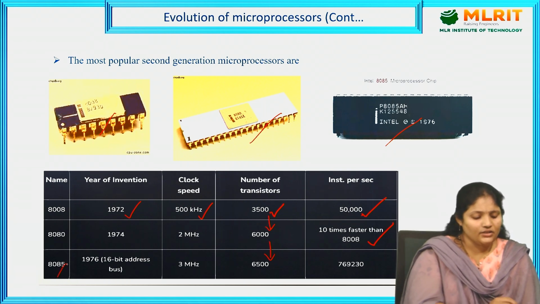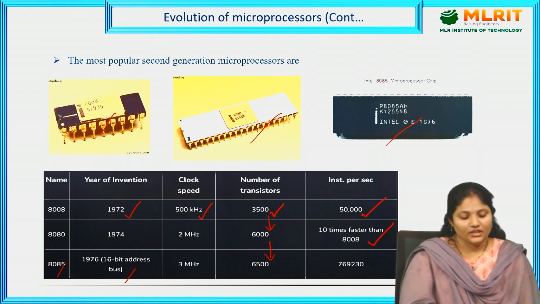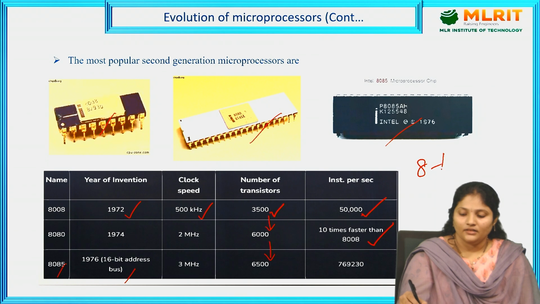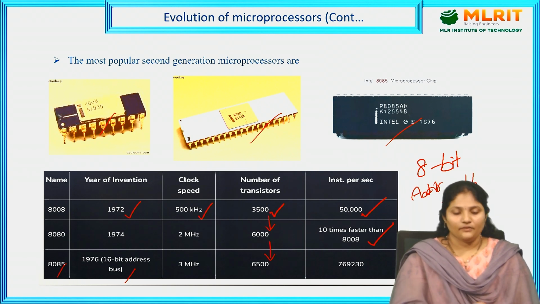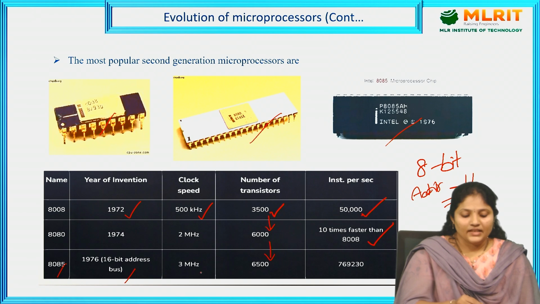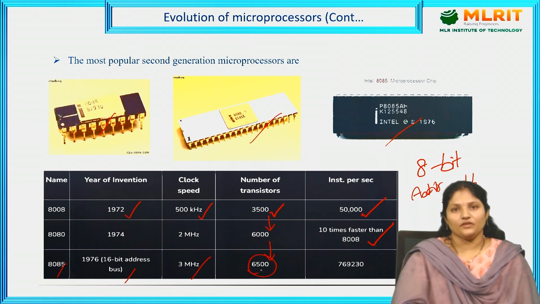And the 8085 is a commercially successful microprocessor which is 8 bits, but the address lines are 16-bit. I will be discussing this further in the next classes. It has a 3 megahertz clock and the number of transistors used is 6500.